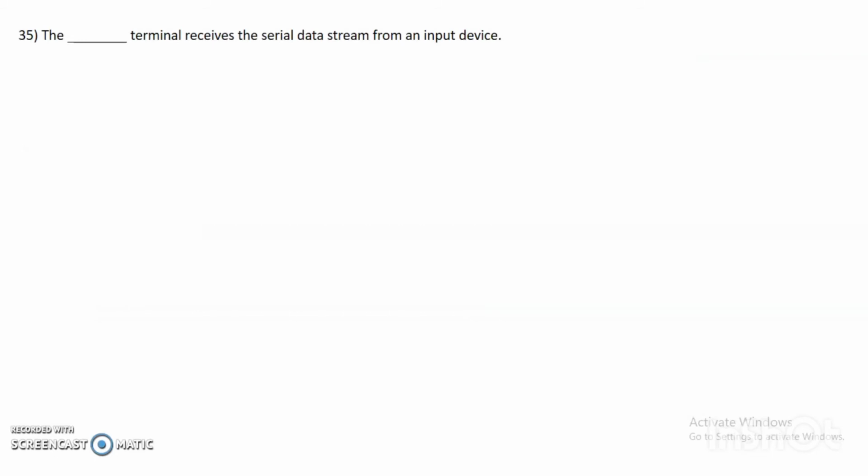Bit number 35. The dash terminal receives the serial data stream from an input device. So the answer is the SID terminal. SID stands for serial input data. This particular terminal receives the serial data stream from an input device.